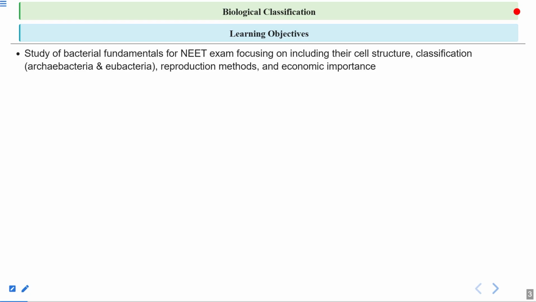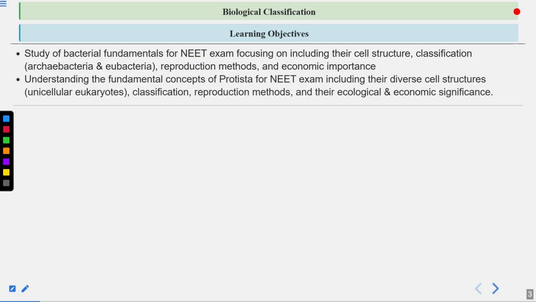So what will we study in this lecture? What are the objectives of this lecture today? We will study the fundamental concepts related to the kingdom Monera, which includes the bacteria, focusing on the NEET exam, and we'll talk about the cell structure and classification. Kingdom Monera is further divided into archaebacteria and eubacteria. We'll talk about these two groups, the reproduction methods, and the economic importance of the bacteria.